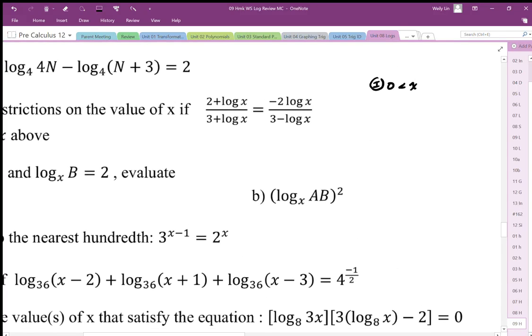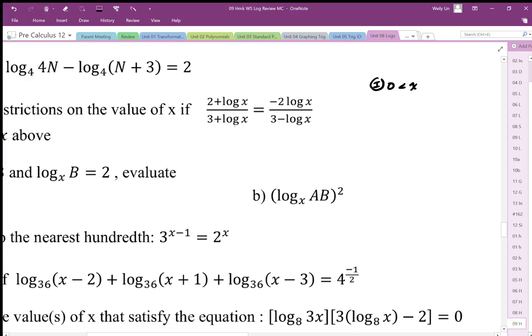We also have to make sure that the denominator is not equal to 0. So we have to say that log x cannot be equal to -3. That means that x cannot be equal to 10 to the power -3, or in other words, x is not equal to 1 over 1000, or we'll write that as 0.001. I'll just highlight that. That one comes from that one there.